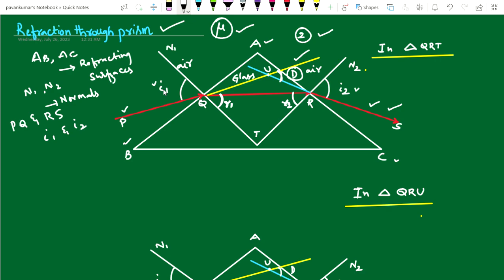In a triangle, the sum of the angles must be equal to 180 degrees. So, angle at R plus angle at Q plus angle at T must be equal to 180 degrees. Angle at Q is given by R1 and angle at R is given by R2. By substituting, we finally get this expression 1.